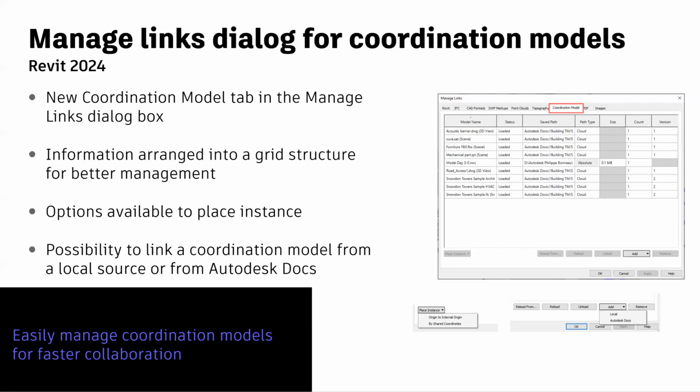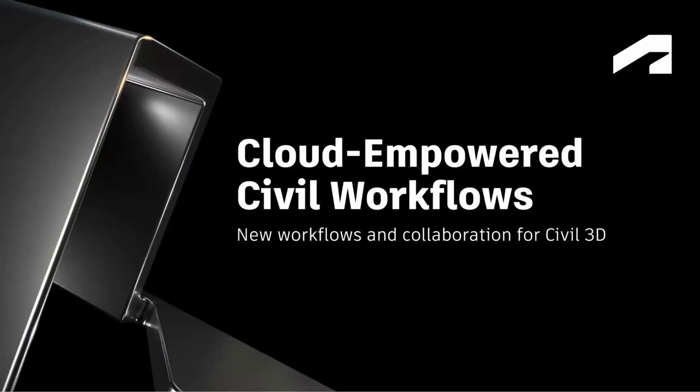So the information is arranged in a grid structure so that you get an easier understanding of the linked coordination model. And you can also modify the placement of the coordination model and the place instance option. So you can link another coordination model from the local server, that's the option that we had earlier, or from the Autodesk Docs by just using the Add button available in this dialog box. So this dialog box generally helps you to easily manage the coordination model for faster collaboration. So all these updates are more on the collaboration side. That was the most important thing the designers or the managers are looking at.